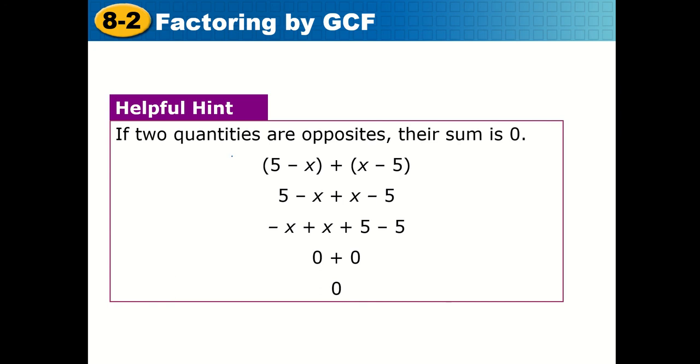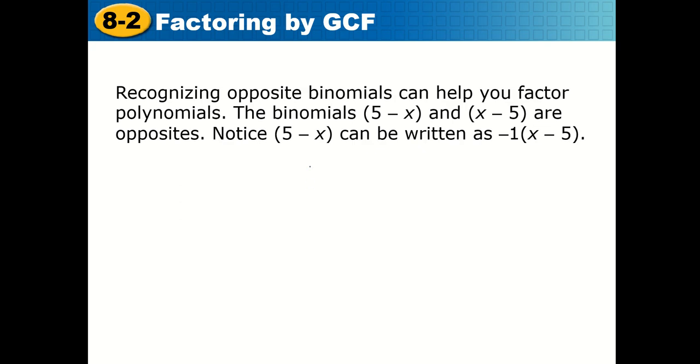Okay, so I want you to look at this. This is in your book too. If two quantities are opposites, their sum is 0. So in this case, we have 5 minus x, and we have x minus 5. If we add them up just like we normally would, we have a negative x plus x, and that equals 0. And then we have 5 minus 5, which also equals 0. That's all this is saying.